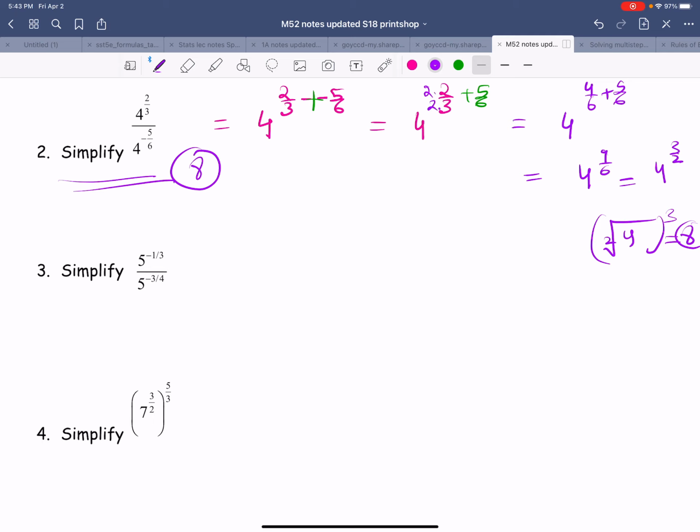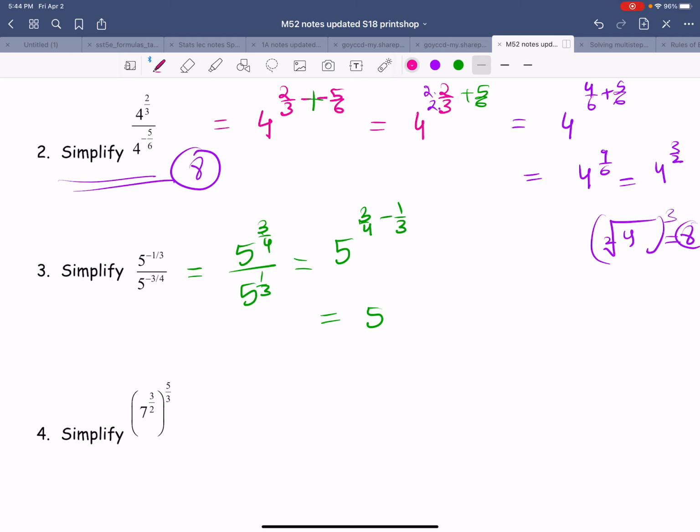Next, example number 3. We do have the quotient rule here, but before that, because both my numerator and denominator exponents are negative, I'm going to take the numerator to the denominator and the denominator to the numerator to make my exponents positive, and then I'll deal with the positive exponents. Bases are the same and I have a quotient. I can express it as a single base with the difference of the exponents. It turns out to be 5 to the power 3/4 minus 1/3.